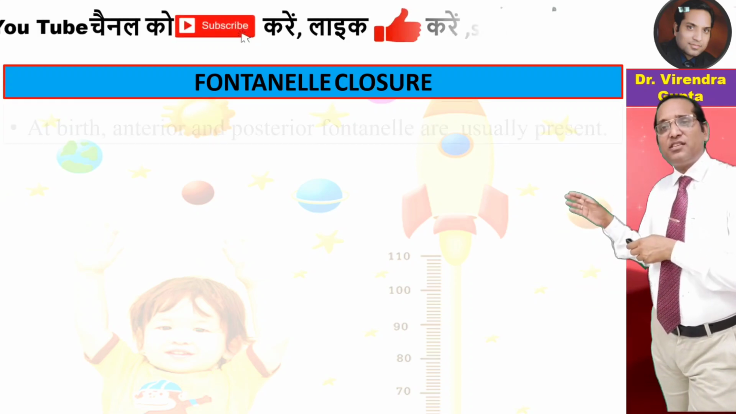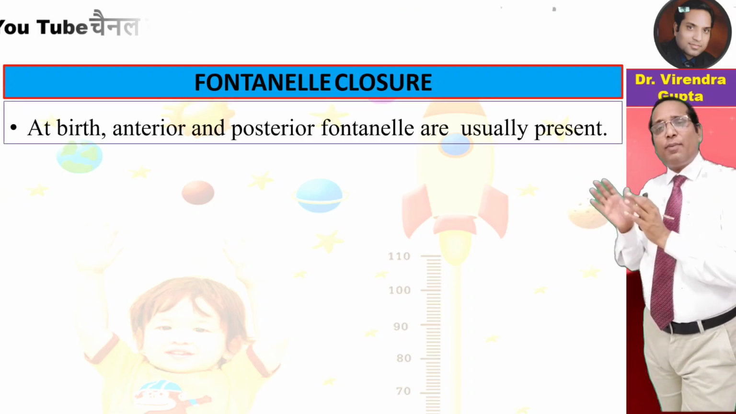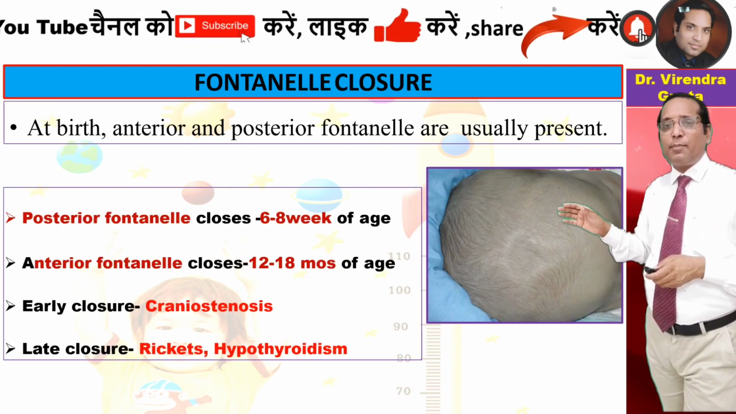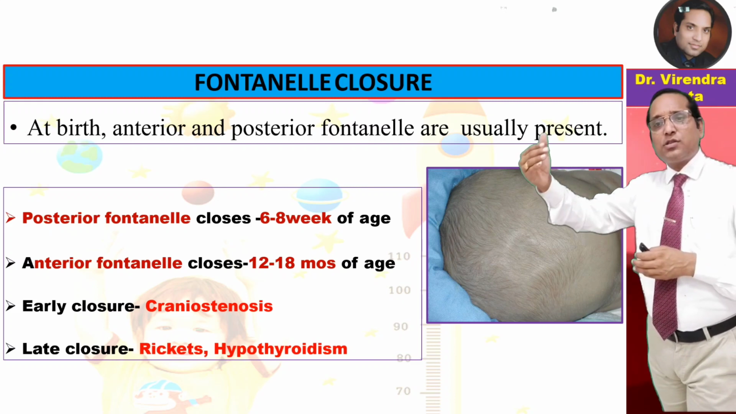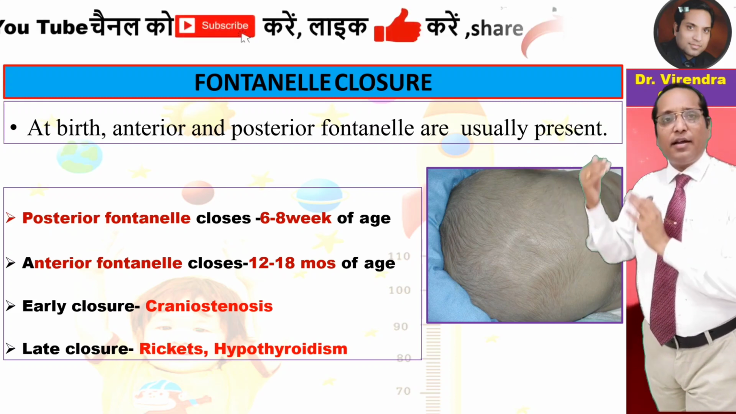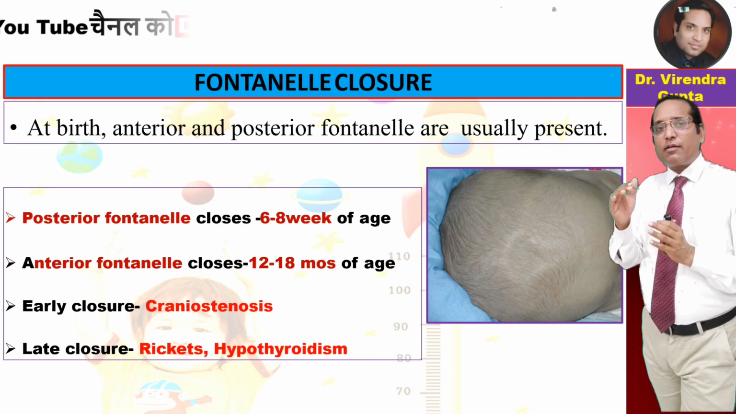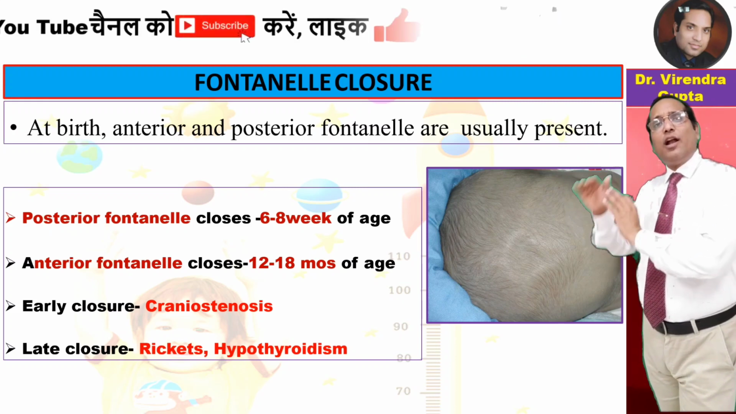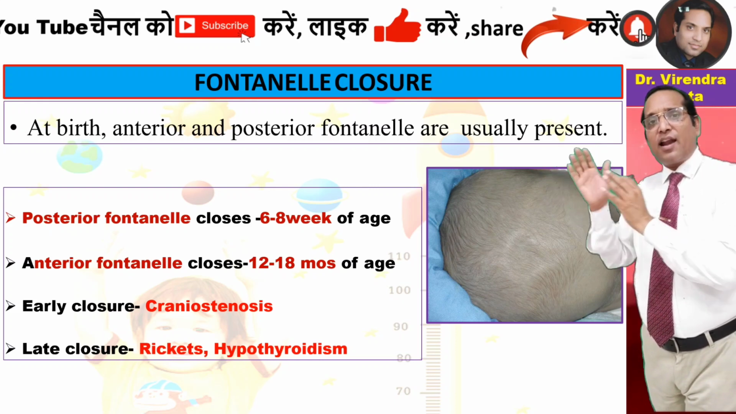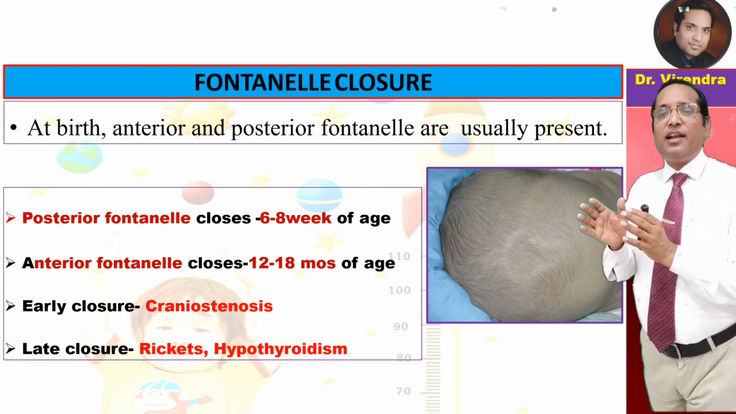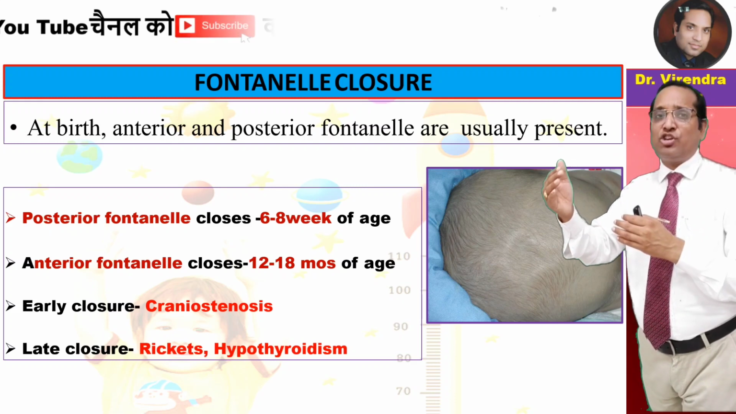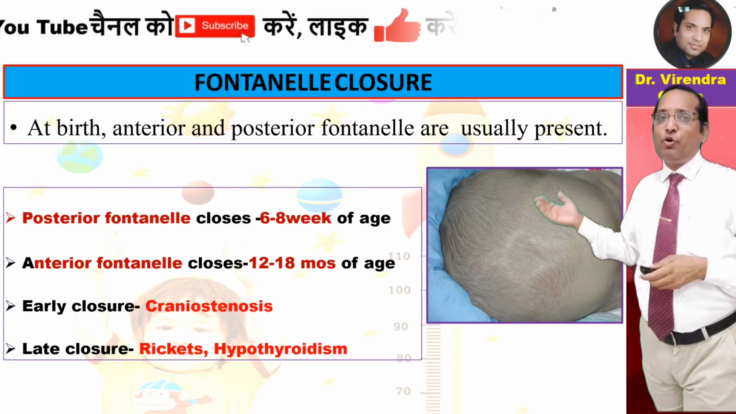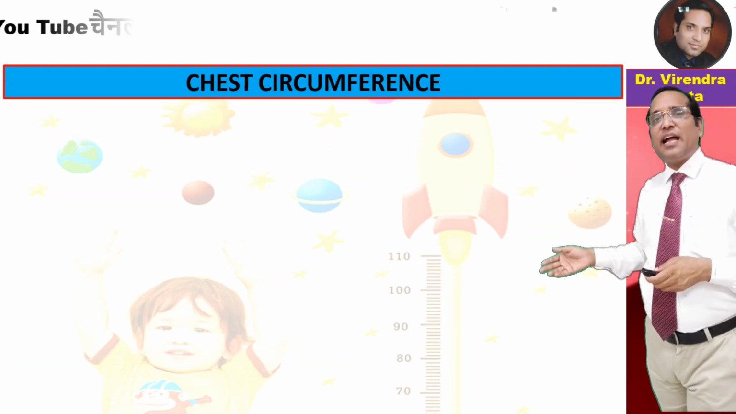So the next parameter is the fontanelle closure. At birth, the anterior and posterior fontanelles are usually present, and the posterior fontanelle closes at 6 to 8 weeks of postnatal age, and the anterior fontanelle closes later than the posterior fontanelle, around 12 to 18 months of age. Early closure of these fontanelles may cause craniosynostosis, and late closure may be due to rickets, hypothyroidism, etc.